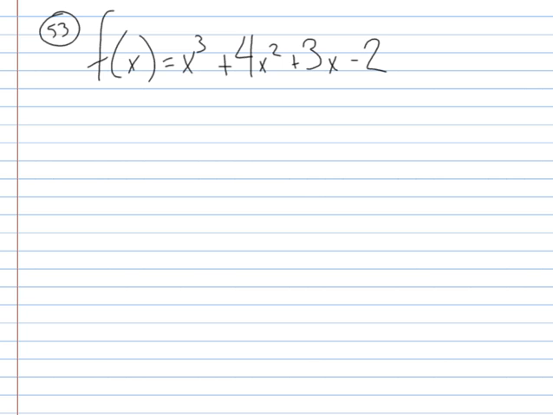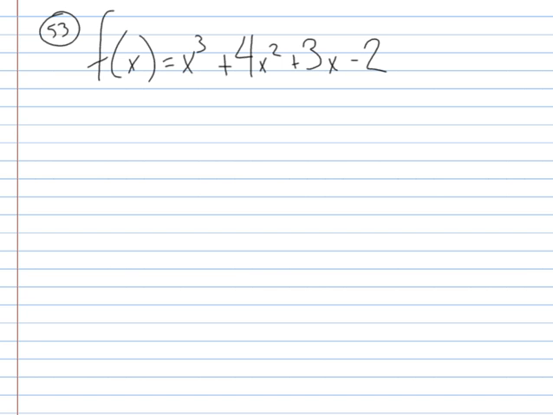With these, we actually have to go find our solutions here. This is actually problem number 53 here. It says f of x is equal to x cubed plus 4x squared plus 3x minus 2.